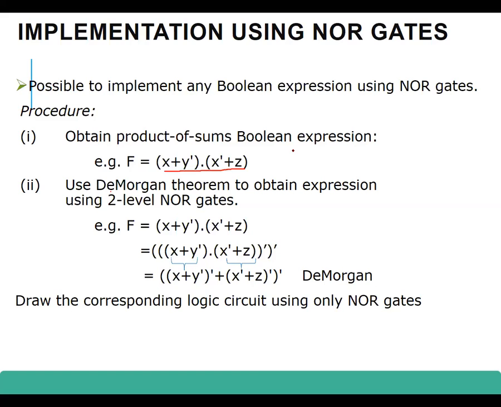Now we are going to use De Morgan's theorem to obtain expressions using two-level NOR gates. So this is the representation of the product of sums form of the given Boolean expression. After that, again we apply complement of complement. So F equals F's complement, complement. Okay.